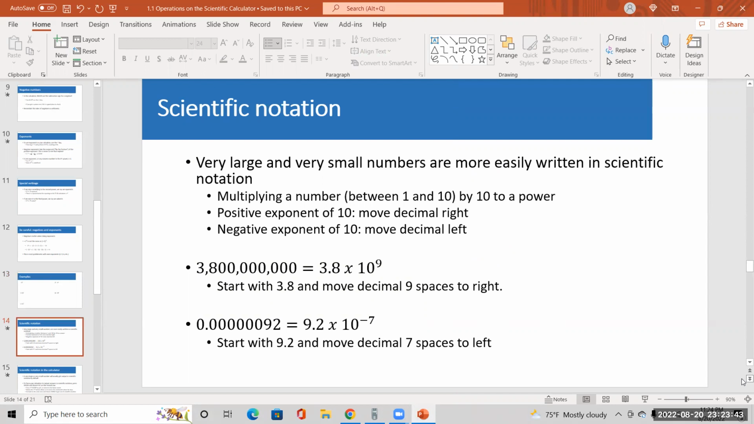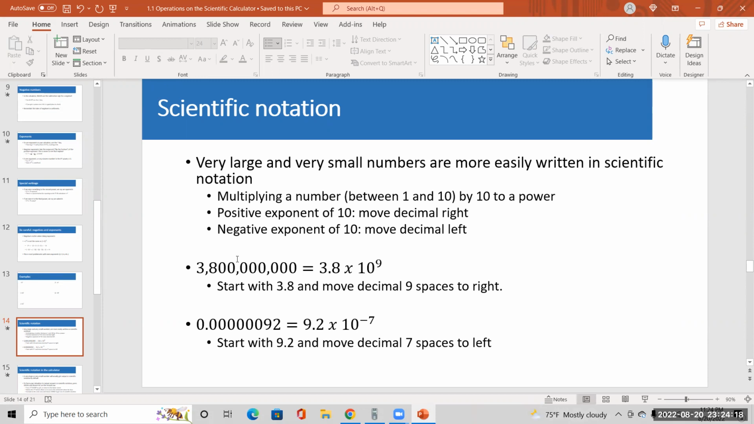Now let's talk about scientific notation, which is hopefully a review for most of you. When we have a really big or a really, really small number, it's easiest to write these in scientific notation. It saves us writing a whole bunch of zeros, okay? You're going to have a number between 1 and 10, and you're going to multiply it times 10 to some power, okay? If you have a positive exponent for 10, you're going to move the decimal right. If you have a negative exponent of 10, you're going to move the decimal left. So if it's positive, you're going to move that decimal towards the bigger numbers. Negative, you're going to move it towards smaller numbers.